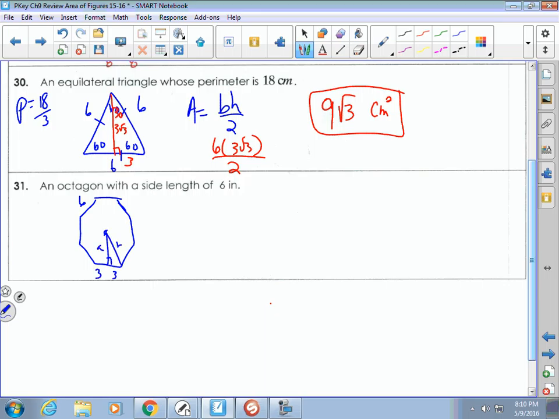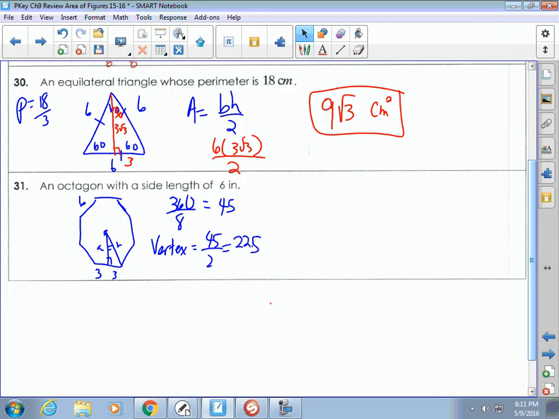That's my radius. First thing I need to do is find that angle. So by doing 360 divided by 8, that gives me 45. Then to get the vertex angle, you have to take that and cut it in half. 45 divided by 2 is 22.5.